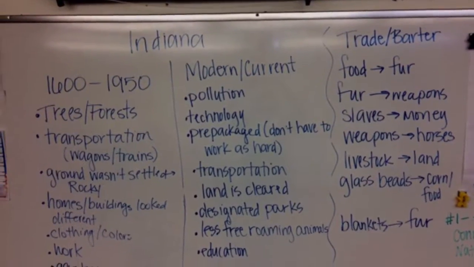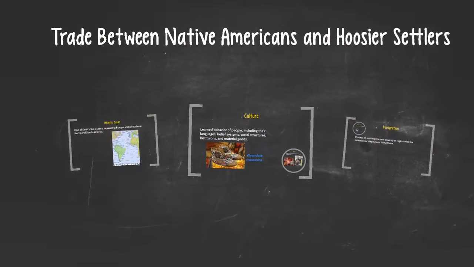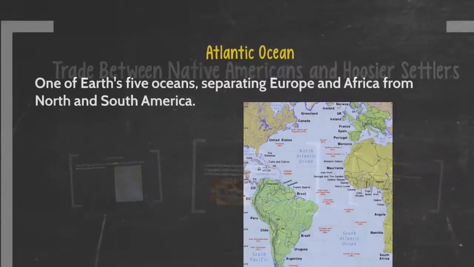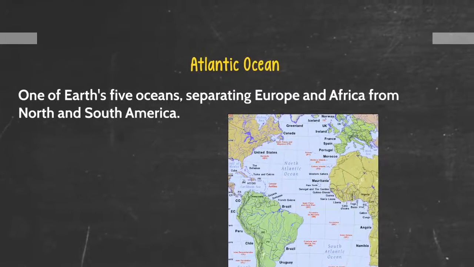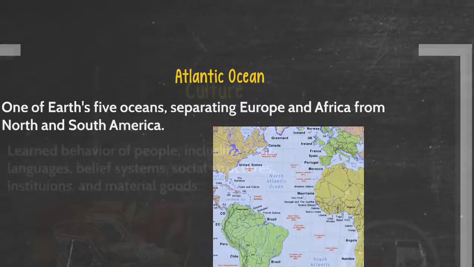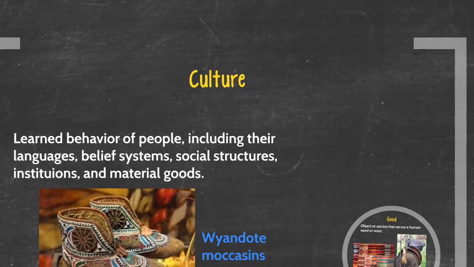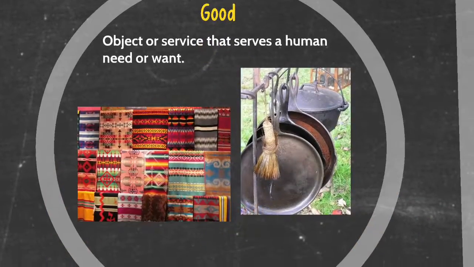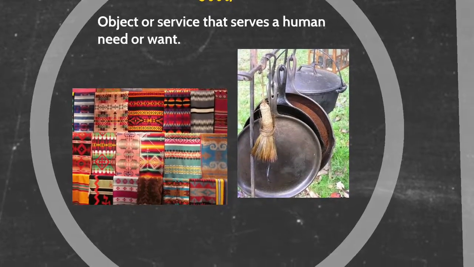and one of those is barter. And so we talked about trade. I had created a Prezi that I showed after our discussion that had words related to trade, such as good, culture, international, and students were able to have a more in-depth idea of what that looks like.